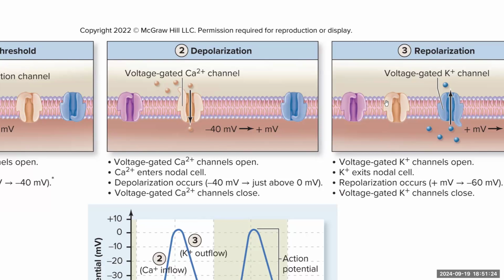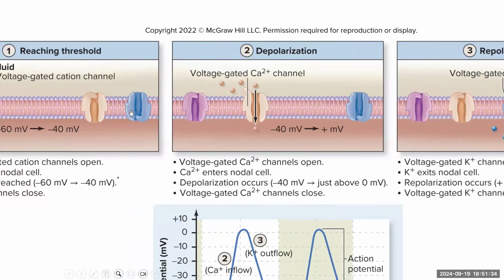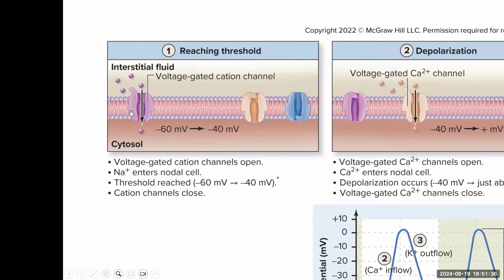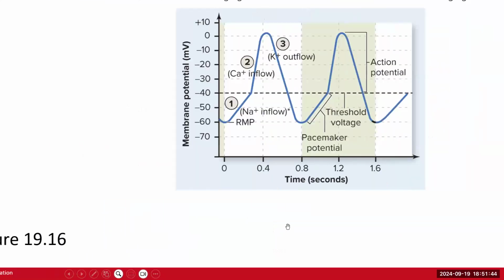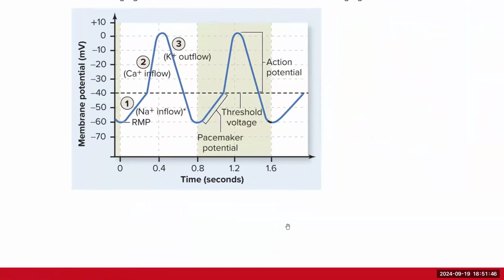Once you get to this value here of -60, we repeat the process. The potassium channels close. We go all the way back over here to our slow voltage gated sodium channels. They open up, same process. So when we graph that, right, here's what you're seeing.